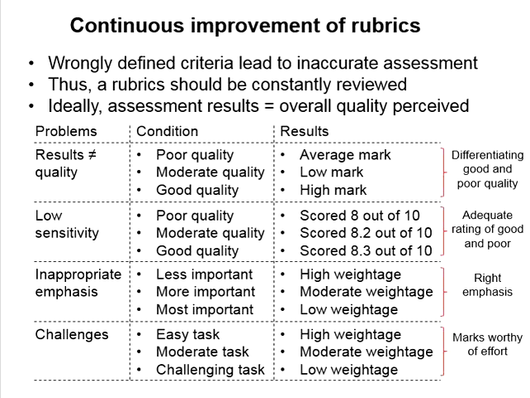A good rubrics should have adequate ratings for good and poor. If it is really poor, then it shouldn't be too high in terms of the marks. And if the difference between poor and good quality is very significant, the relevant significance should also be indicated by the assessed result. Next problem, inappropriate emphasis.